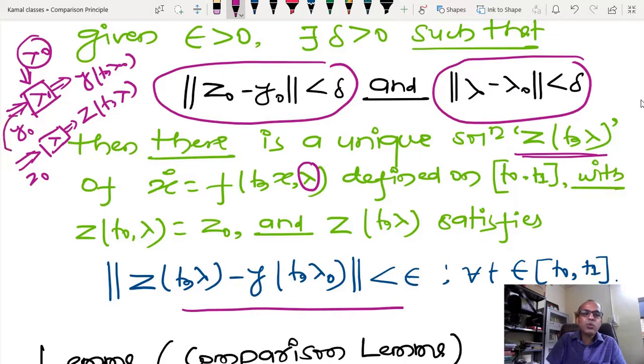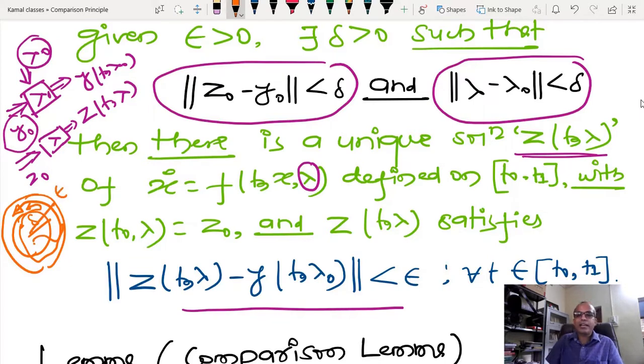So if these two initial conditions lie inside some ball, and the ball has radius delta, you can take the initial conditions here and here, then whatever final trajectory evolves from here is going to lie inside this ball. So it might be possible this solution lies here, and this solution lies here, or this solution lies above this, but it is always going to lie inside this epsilon ball.